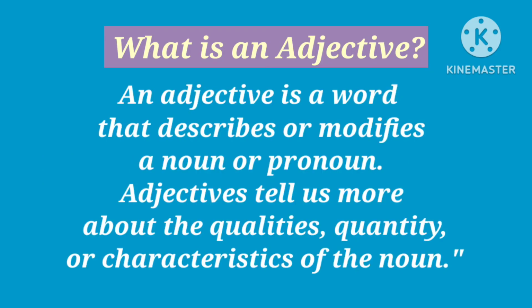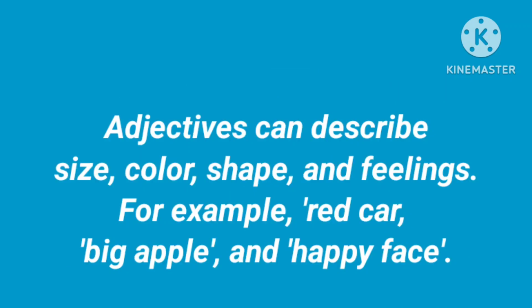What is an adjective? An adjective is a word that describes or modifies a noun or pronoun. Adjectives tell us more about the qualities, quantity, or characteristics of the noun. Adjectives can describe size, color, shape, and feelings. For example, red car, big apple, and happy face.